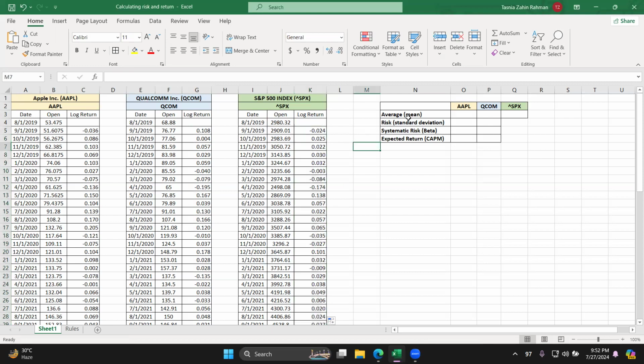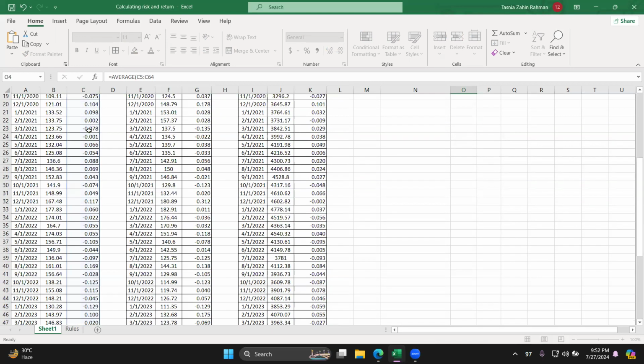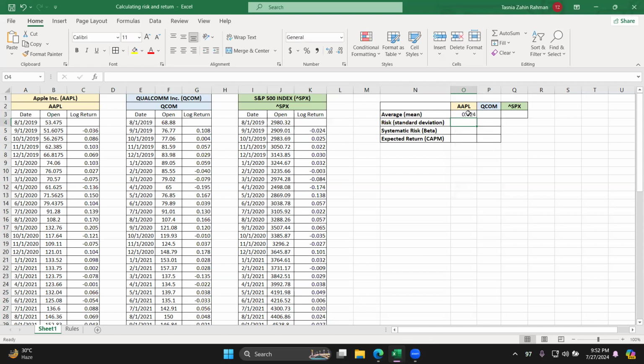Now that we have this, let us come to the actual calculations. First, I have to do the arithmetic average return of the individual stocks, which is the mean. I am going to do Apple first. So the formula of average is equals to average, open bracket, and you choose the whole array of log returns that we just found out, and then enter. We have our average return. The same process will be done for QCOM and the index.